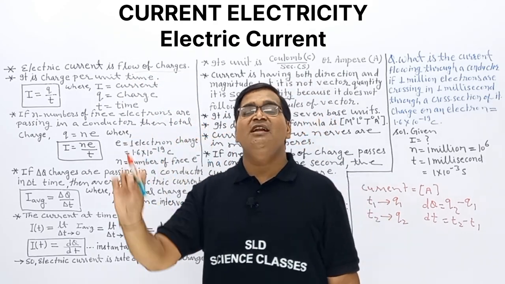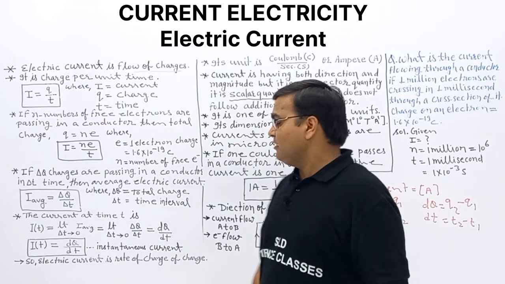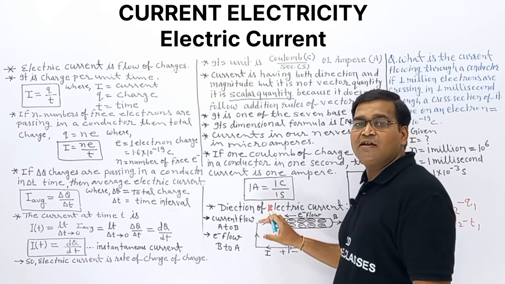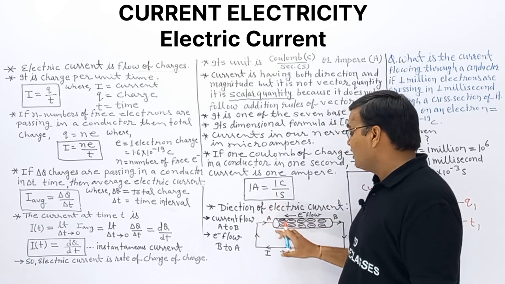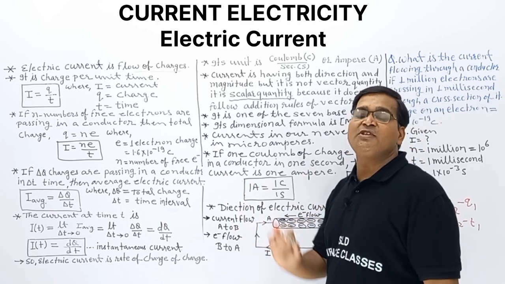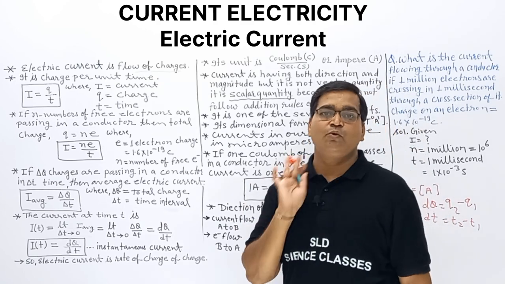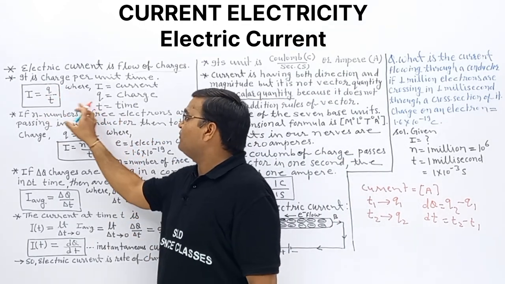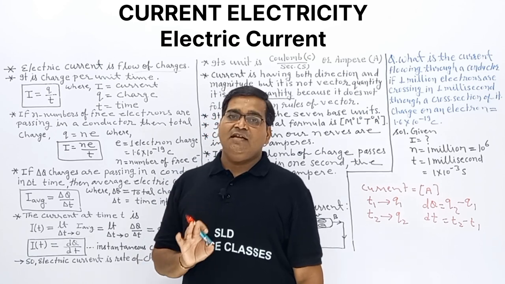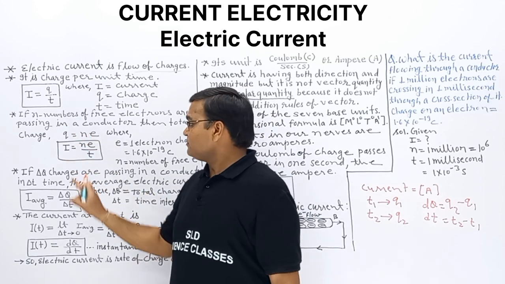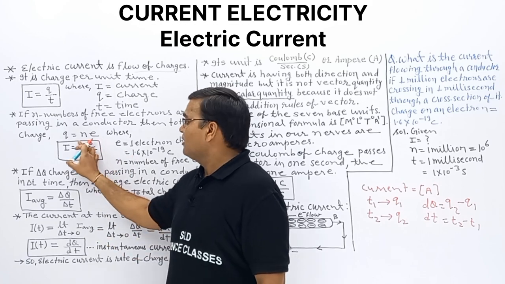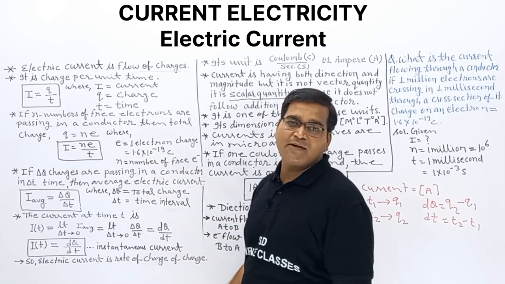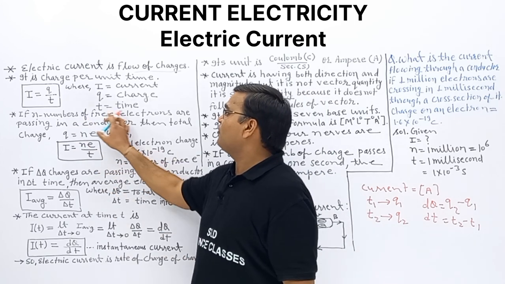In the conductor, the flow of charges is electric current. This is a conductor in which current flows. Electric current flows, or we can say the flow of charges is from A to B, and the opposite of this, B to A, is the electron flow. Mathematically, it is charge per unit time. If n free electrons are in a conductor, then total charge Q equals Ne, and current will be Ne upon t. N is the number of free electrons, and e is the electron charge. One electron charge is 1.6 into 10 to the power minus 19 coulomb.